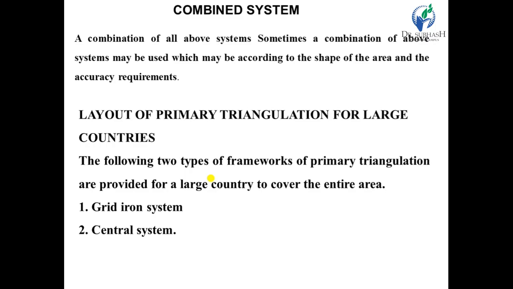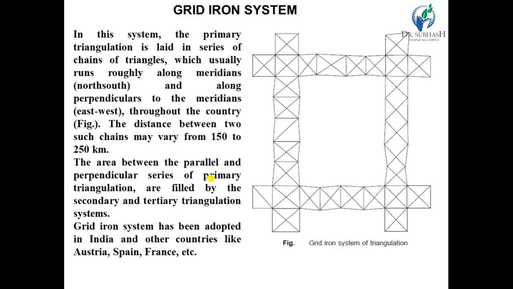Now, the layout of primary triangulation for a large country. The following types of framework are generally used for a large country to cover the entire area. The next ones are the gridiron system and the central system. These types of systems are generally used for a large country. First, the gridiron system of triangulation.